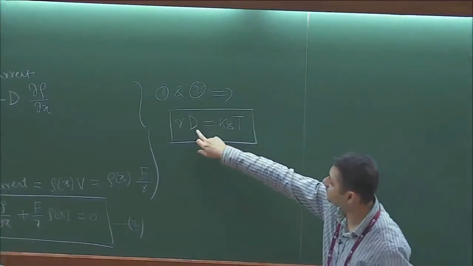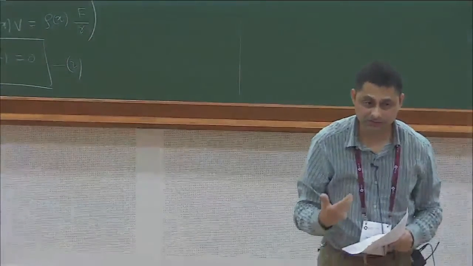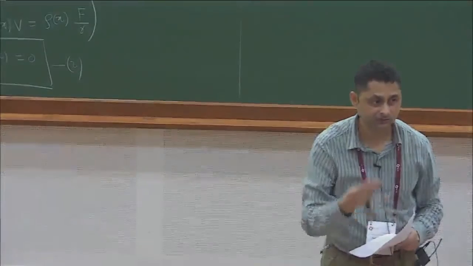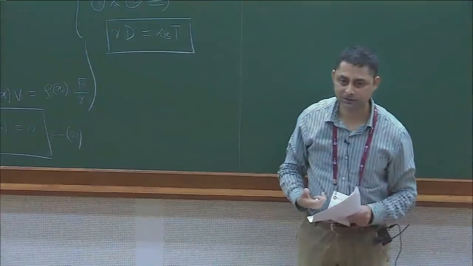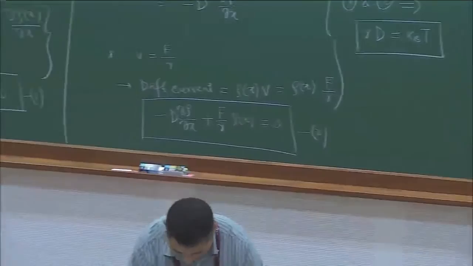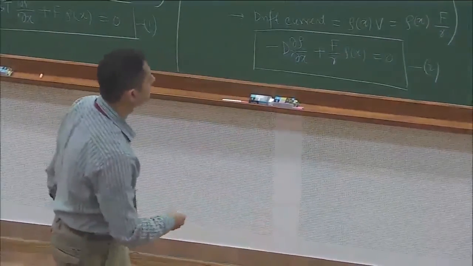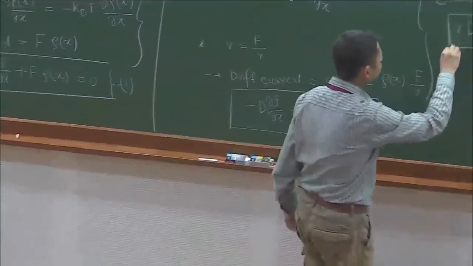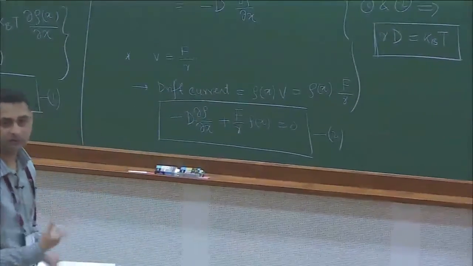This D, the diffusion coefficient, is related to the fluctuation of the system, so it describes the fluctuation. That's related to something intrinsic about the system. This is the Einstein equation, which relates some fluctuation properties to some dissipative properties of the system. This is something called fluctuation dissipation.